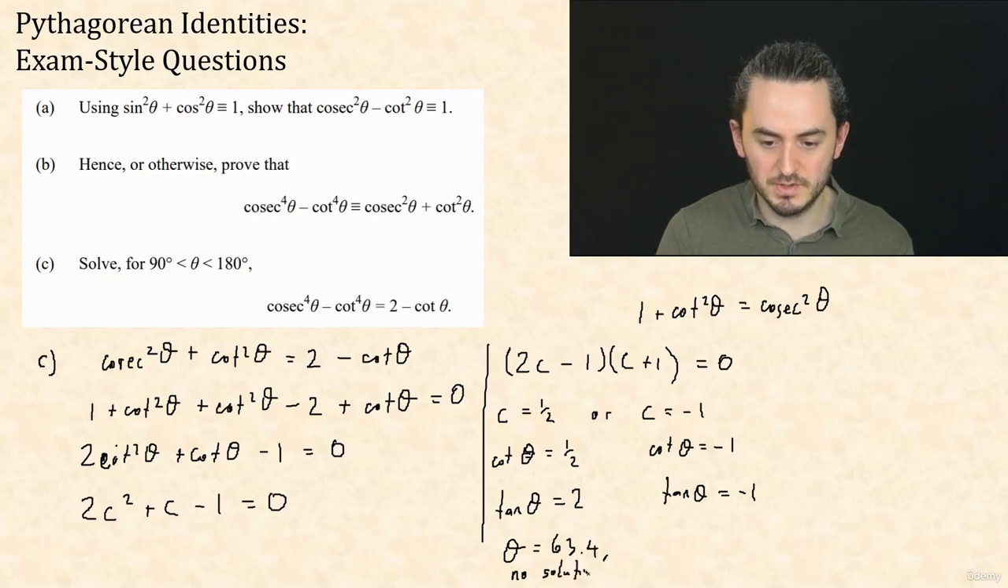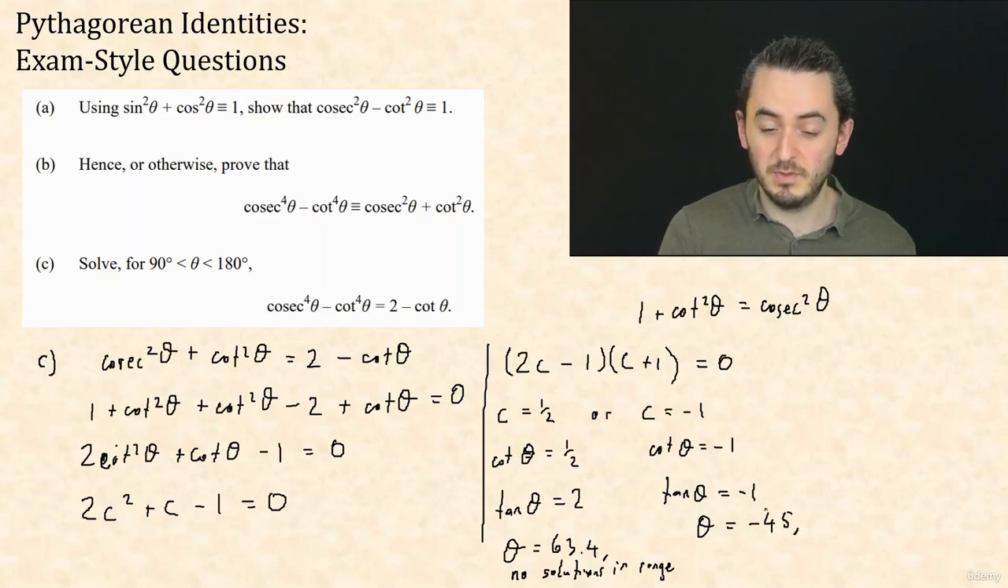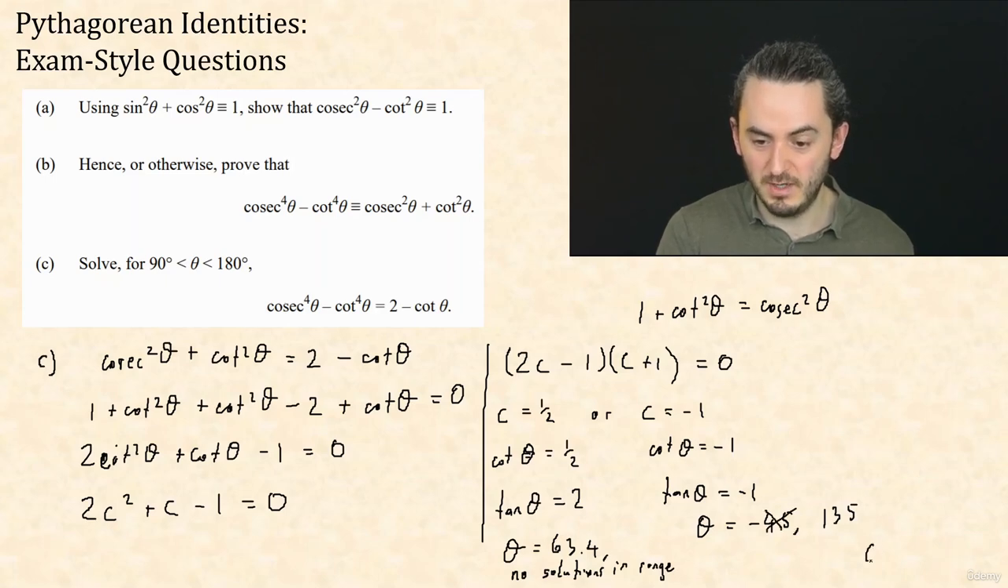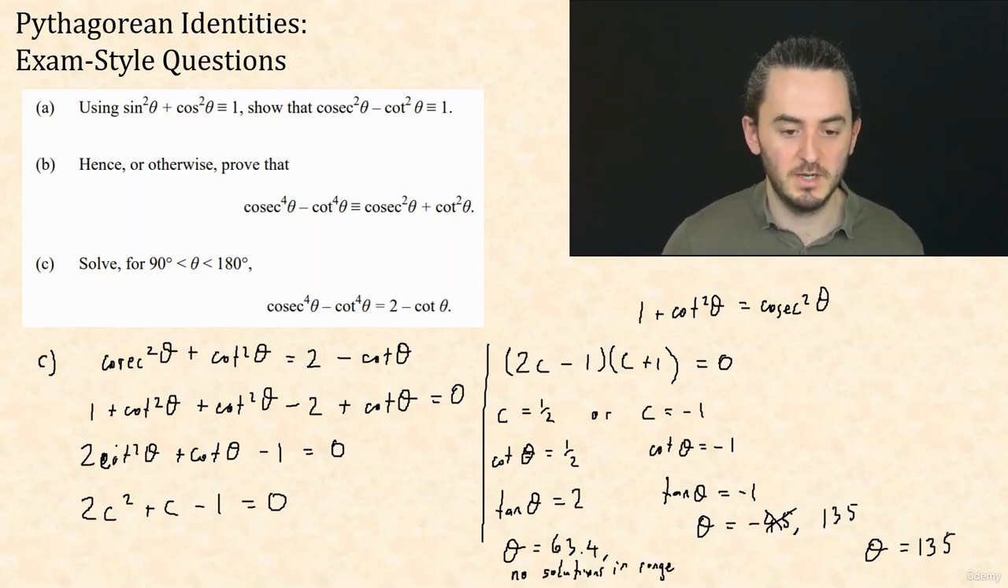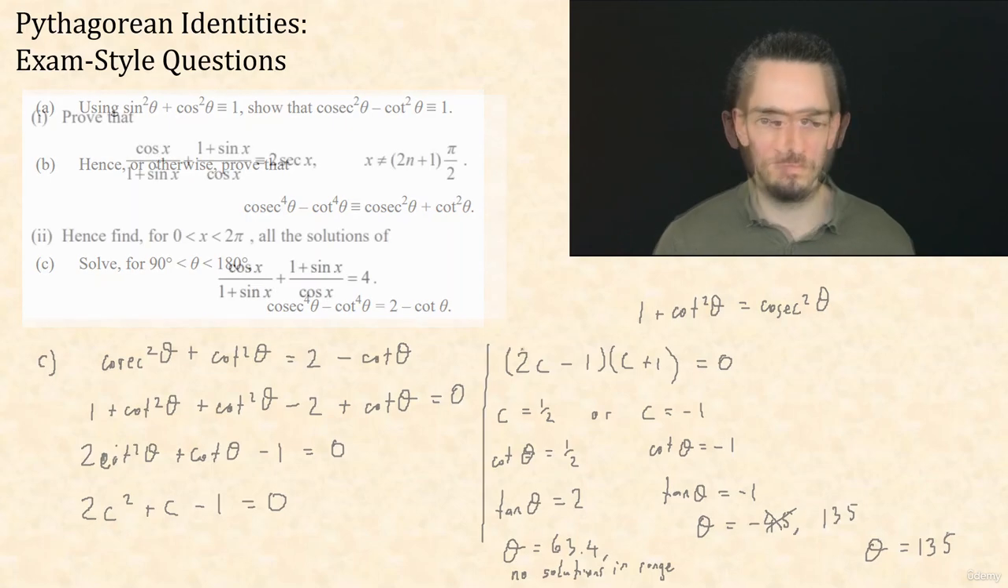No solutions in range. But tan theta equals minus 1, I get theta equals, well, inverse tan of minus 1 is minus 45. That's not in the range, but if I add 180, I get 135. That is in the range, so my final answer is theta equals 135 degrees. That is the only answer that we get in the range 90 to 180.